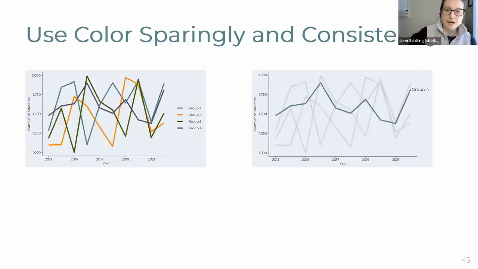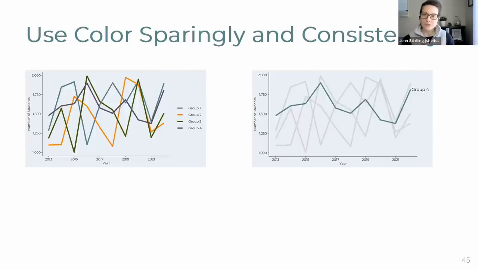In this example, this is made up data, and I purposely made it very messy. Here I'm showing number of students over time for four different groups as a line graph, and each line is shown in a different color. And it's very challenging to follow these lines. As I said, I purposely made this example with the lines overlapping a lot. But in addition to the lines with a lot of overlap, the audience has to look back and forth between the lines and the legend to figure out what each line represents.